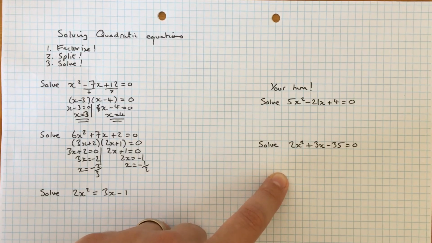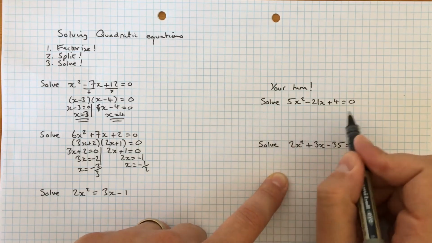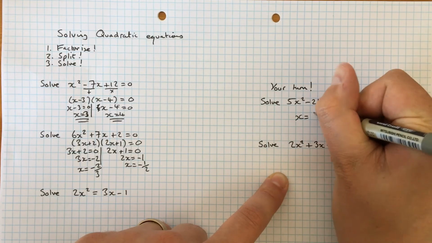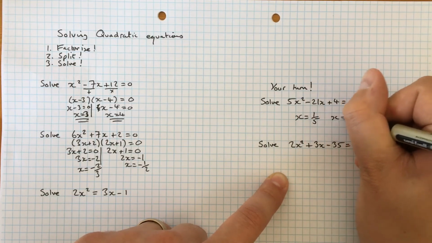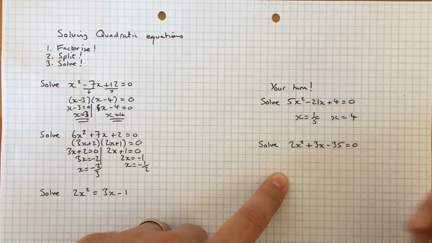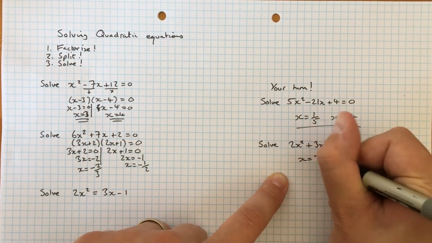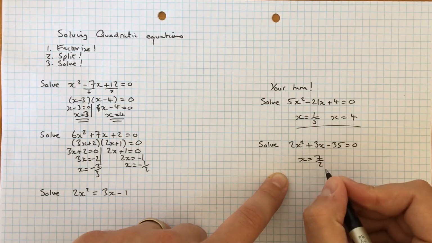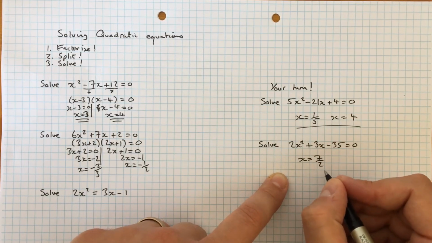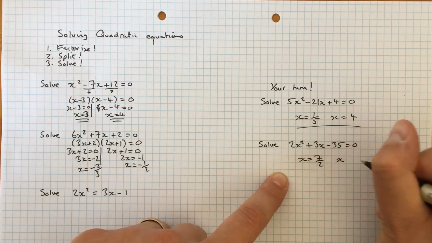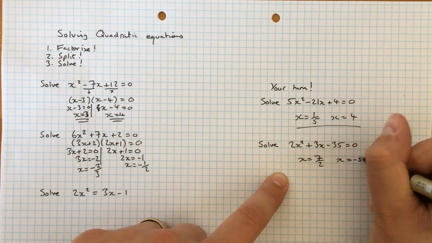Okay, so hopefully you've not cheated and just let the video continue to roll. Hopefully you've stopped and had a go at this. If you haven't, shame on you. So the final answers you should have for this one are x equals 1/5 and x equals 4. And then for this one here, your final answer should be x is 7/2. Of course, you could write that as 3.5 if you're an animal, but why would you want to turn it from a lovely fraction into a horrible decimal? And the other solution you should have is -5.